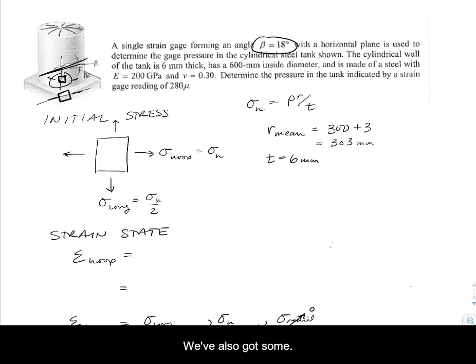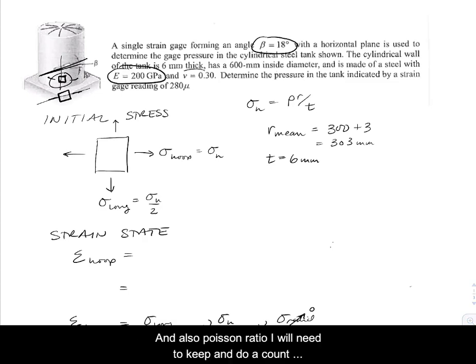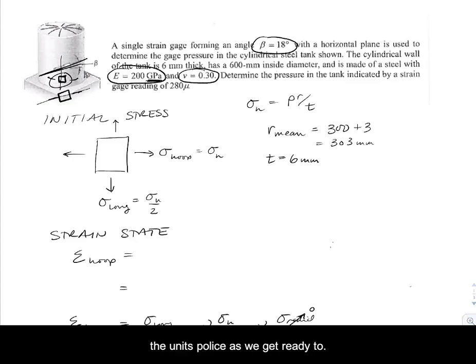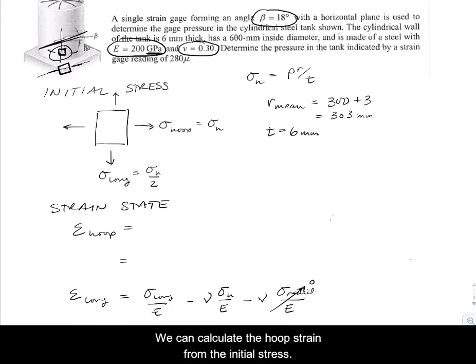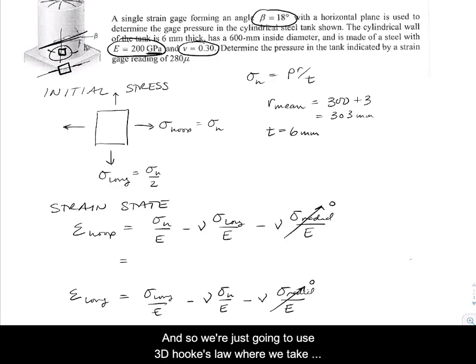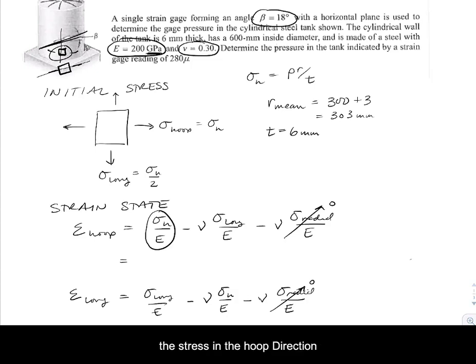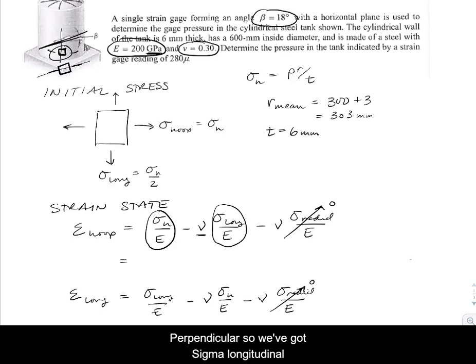And we've also got some values for the material. We've got an E right here, and also Poisson's ratio. We'll need to take into account the units as we get ready to do some Hooke's law. So the hoop strain, we can calculate from the initial stress. We're just going to use 3D Hooke's law, where we take the stress in the hoop direction divided by E, minus Poisson's ratio times sigma longitudinal divided by E.